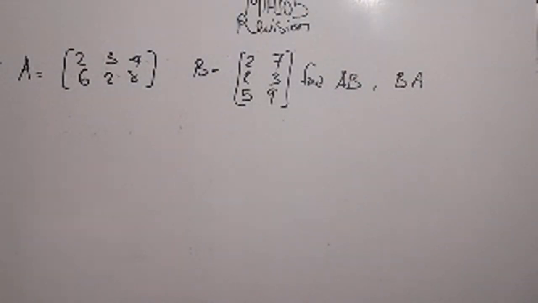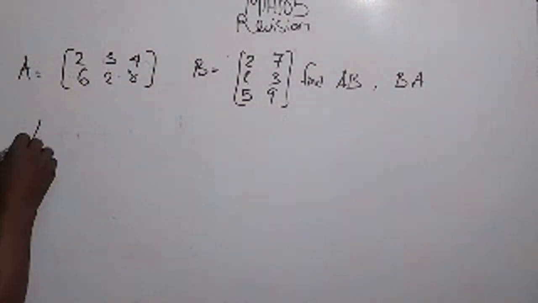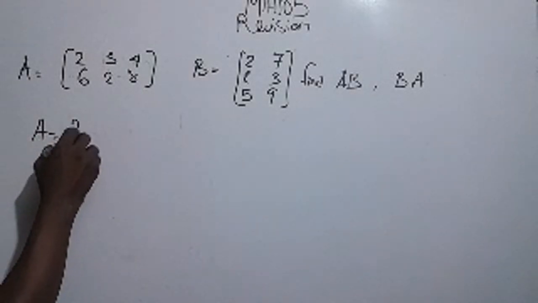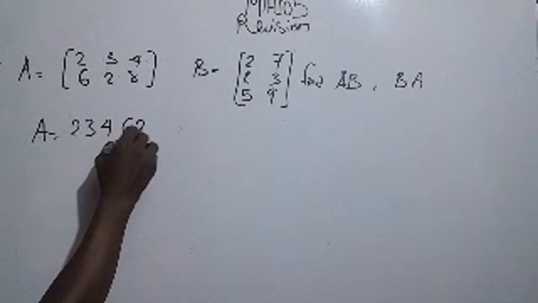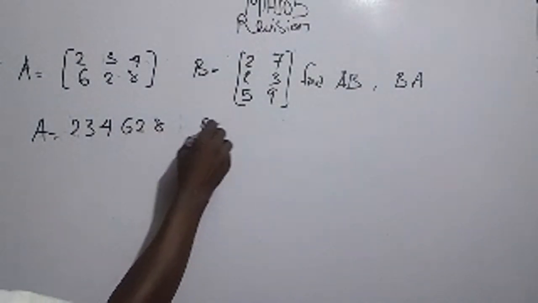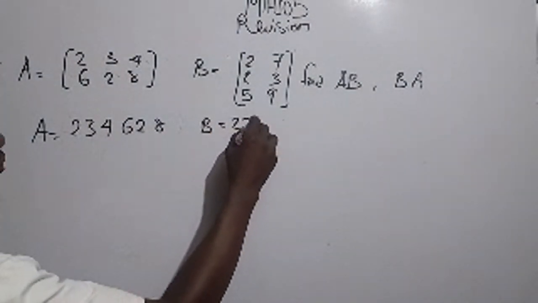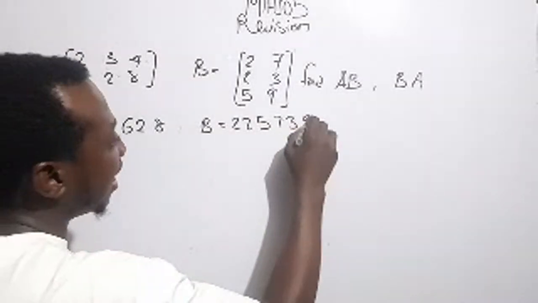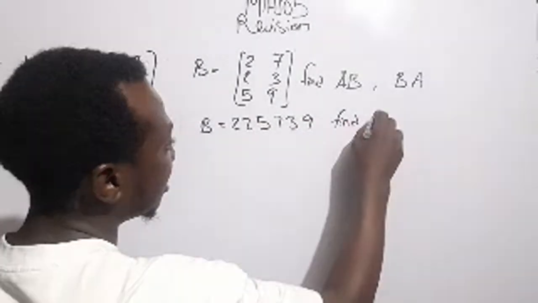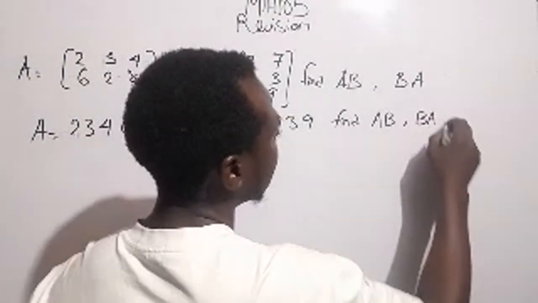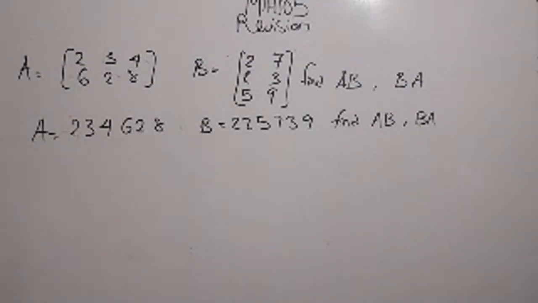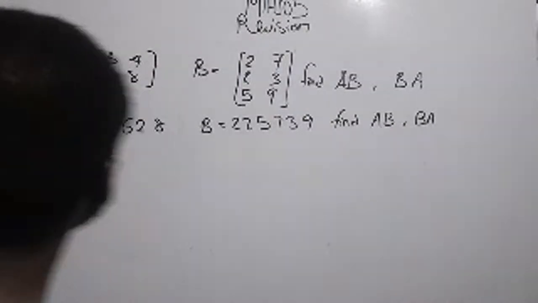Now note that this might not be like this in your exam. In your exam, they might just list it like this: A is 2, 3, 4, 6, 2, 8. B is 2, 2, 5, 7, 3, 9. Find AB and BA. So it's there for you to rearrange it. With something like this, what are you expected to do?